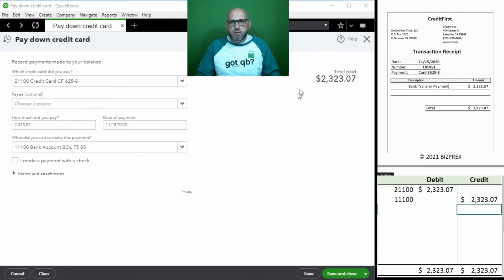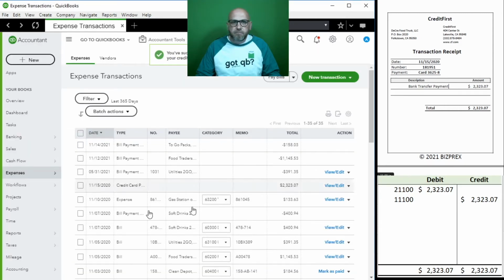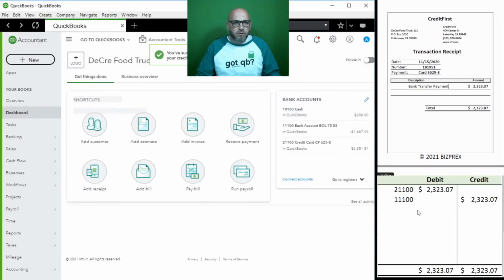Okay, so here it is. This amount that we entered, right? It is both a debit and a credit, right? It is a debit to account 21,100 right here, and it is a credit to account 11,100 right here. So let's go ahead and save and close. Okay, back to our dashboard.